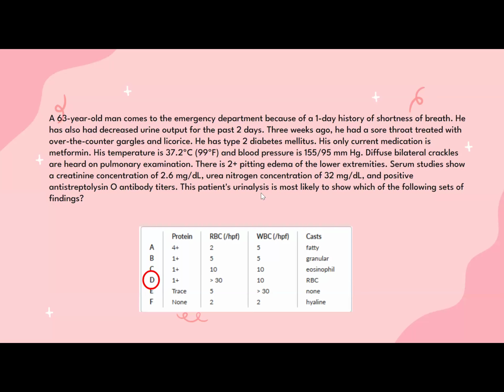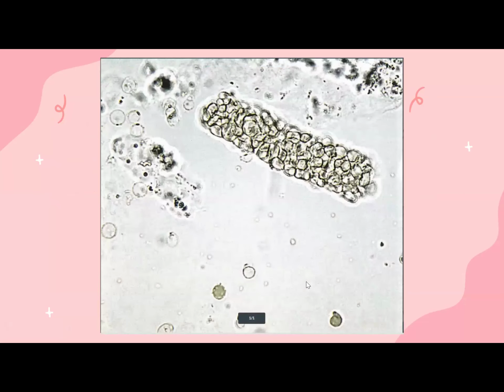The patient's urinalysis is most likely to show which of the following findings. We're thinking post-strep glomerulonephritis. That goes with 1 plus proteinuria, lots of RBCs, the highest out of all of these, right? WBCs doesn't really matter to be honest, but the cast has to be RBC. So D is the only right answer.